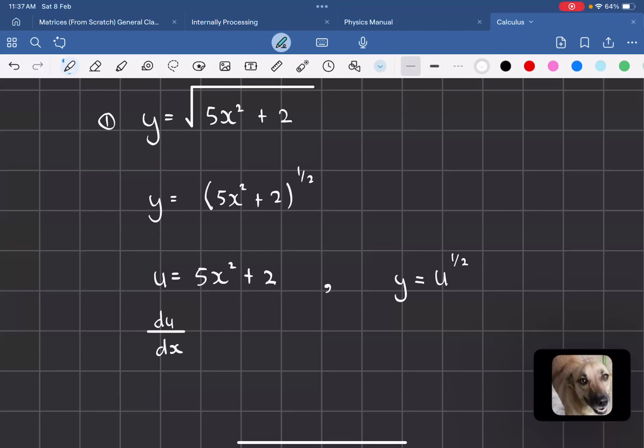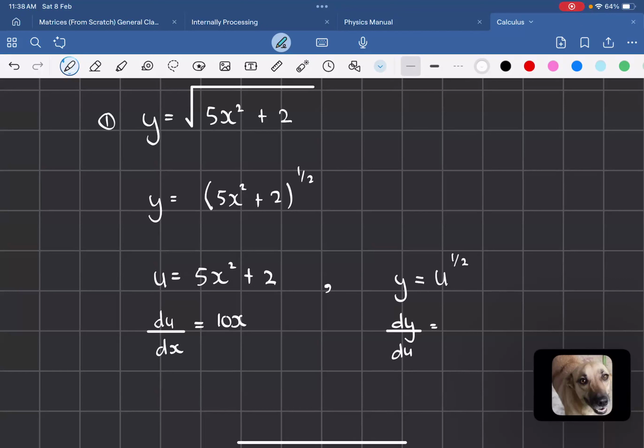You'll need some notation too, right? So du over dx is 10x. And what would dy over du be?